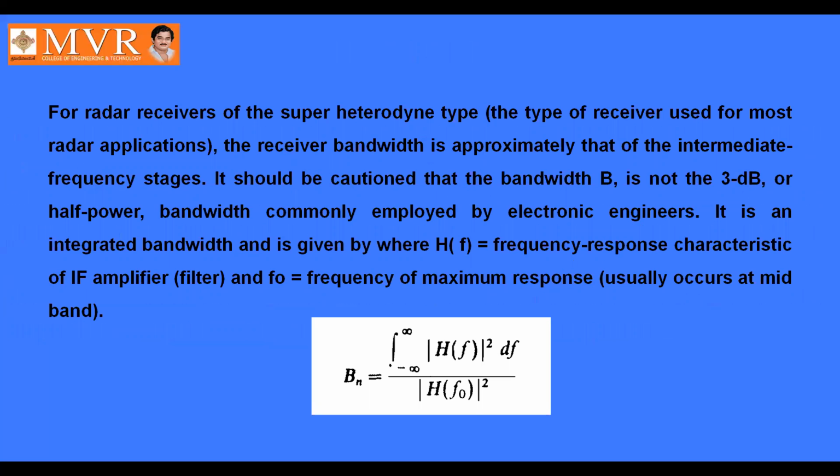What do you mean by Bn? This is the ratio of the frequency response characteristics of the IF amplifier to the frequency of maximum response. That is the value of Bn. Bn is equal to the integral from minus infinity to infinity of |H(f)|² divided by |H(f0)|², integrated with respect to the frequency.